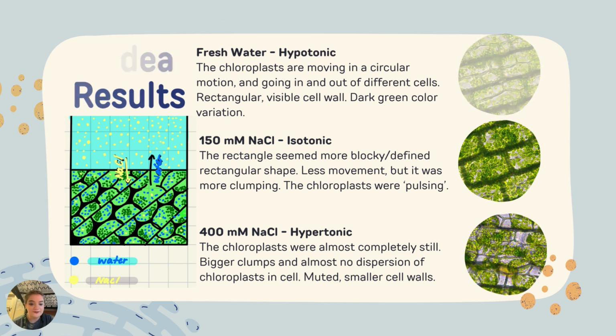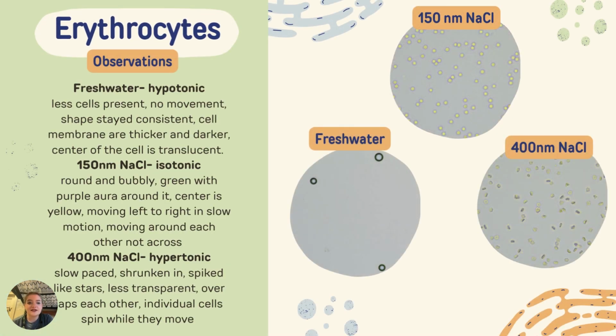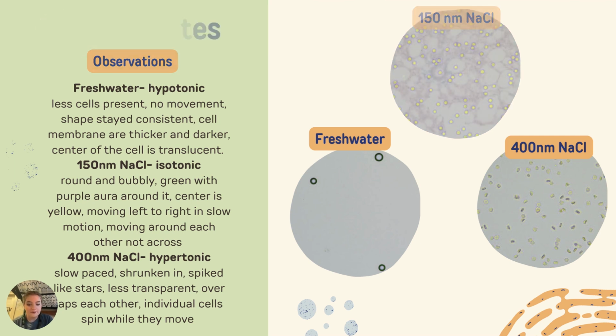were visibly shrunken. And so on our next slide with the erythrocytes, we saw a similar thing happen. We saw in the freshwater that it turned into a hypotonic cell where it expanded and ballooned because of this water coming into it. And in the 150 NaCl, we saw that it was the most normal, presumably. They were just round and bubbly and green and very slow moving. And then in the 400 NaCl, we saw that it was a hypertonic solution because once again, the cells kind of shrank due to this lack of water inside of them.